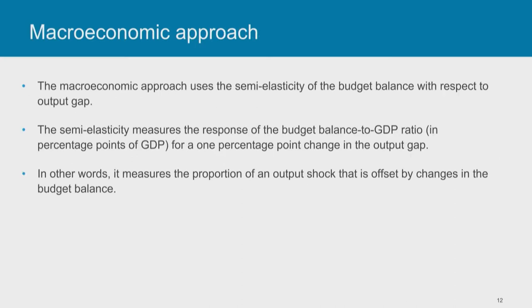The macroeconomic approach uses the semi-elasticity of the budget balance with respect to the output gap as the measure of the size of the automatic stabilisers. It's derived from the estimated revenue and expenditure elasticities with respect to the output gap. So this semi-elasticity measures the response of the budget balance to GDP ratio in percentage points of GDP for a 1 percentage point change in the output gap. In other words, it measures the proportion of an output shock that is offset by changes in the budget balance.